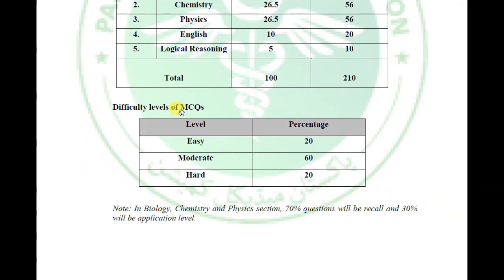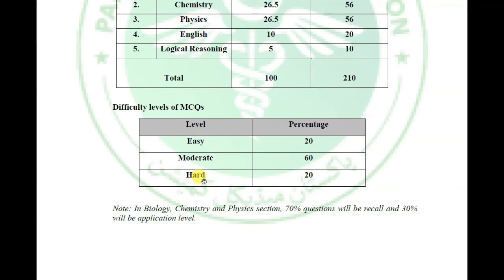Now come to the difficulty level of MCQs. There are 3 difficulty levels: easy, moderate and hard. The percentage of MCQs that are easy will be 20%. 20% MCQs will be easy, 60% will be moderate, and 20% will be hard. What do we mean by easy, moderate and hard?